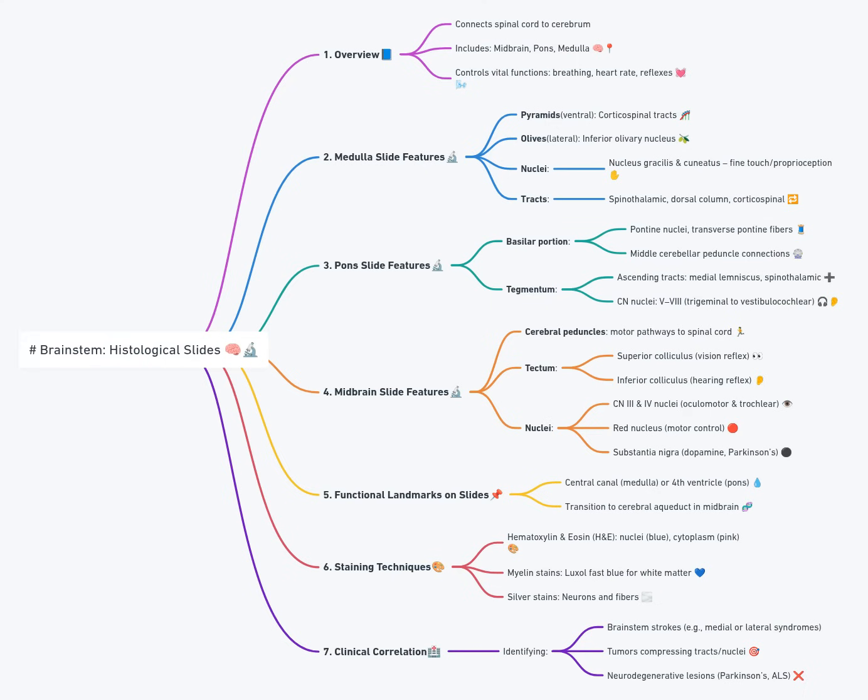This slide series reinforces how each rostrocaudal level of the brainstem integrates sensory, motor, autonomic, and cranial nerve functions in a continuous yet regionally specialized tube of neural tissue.